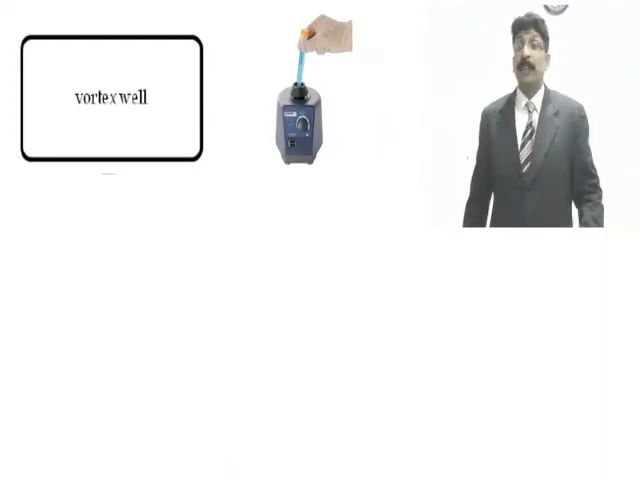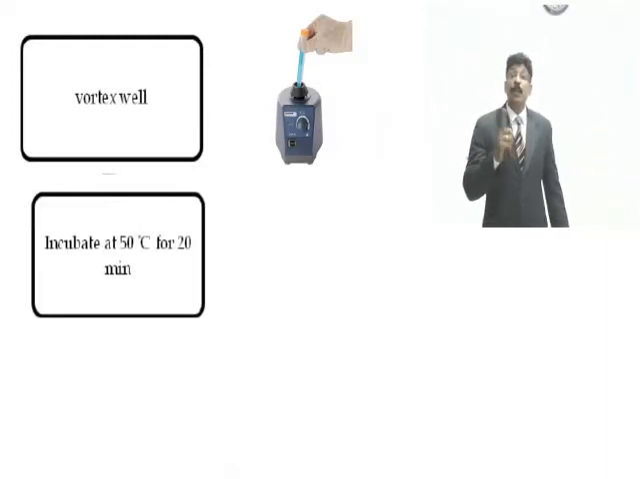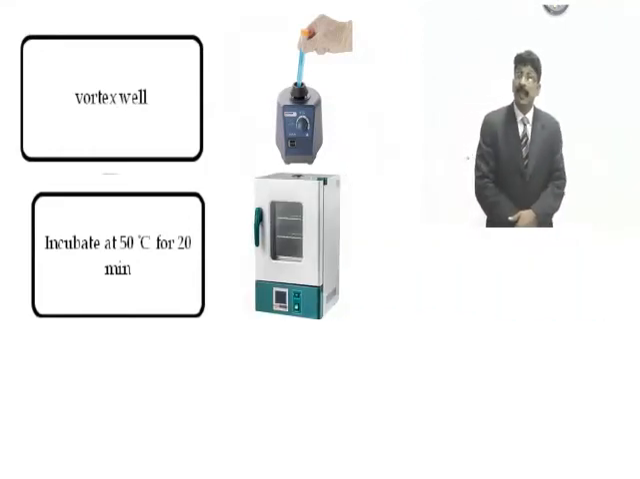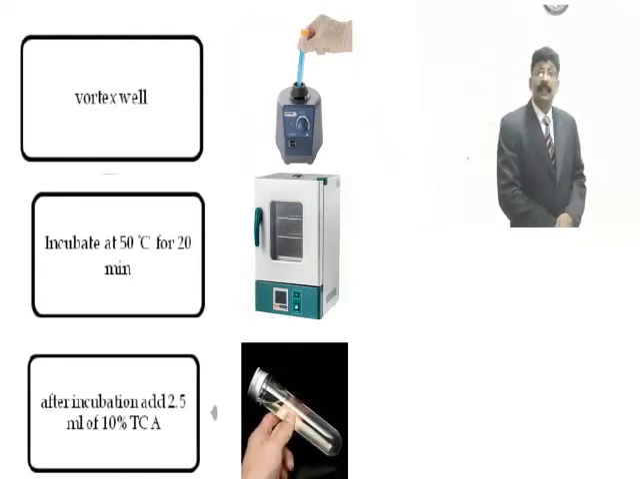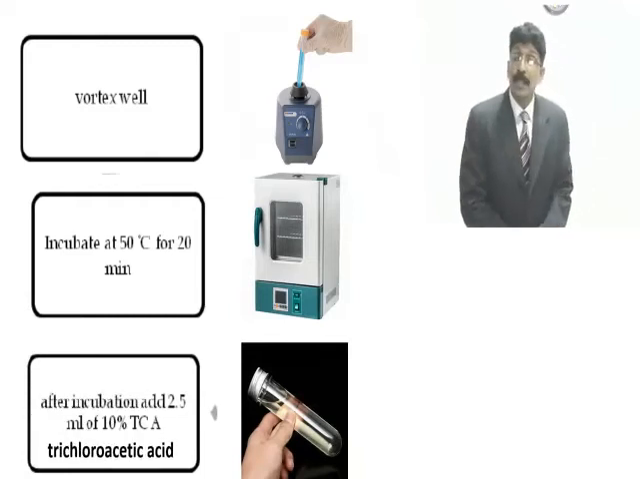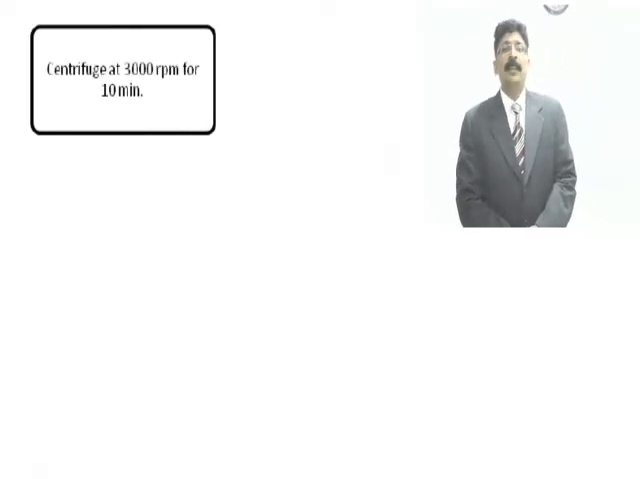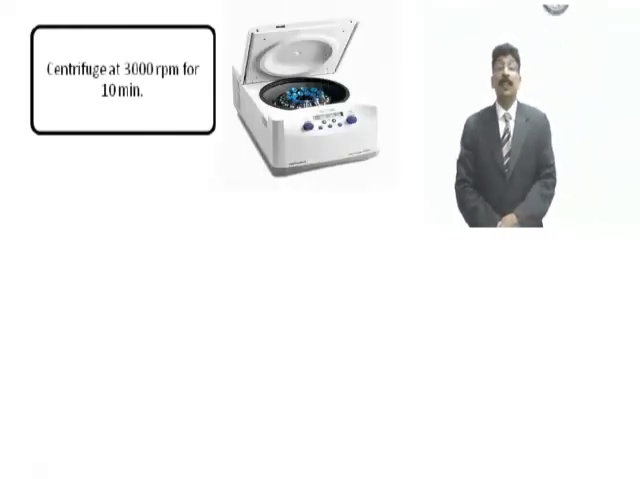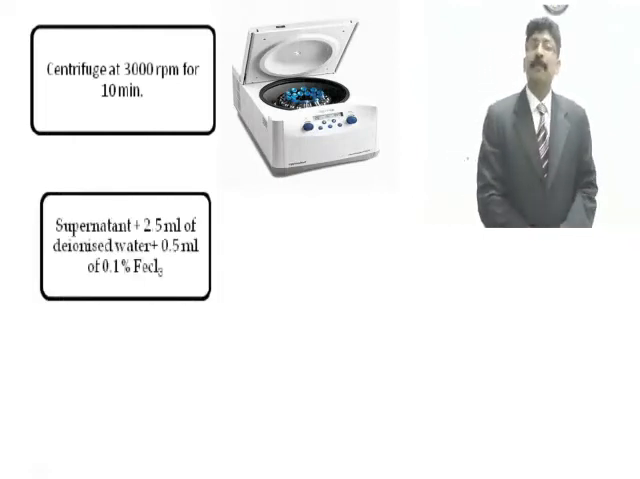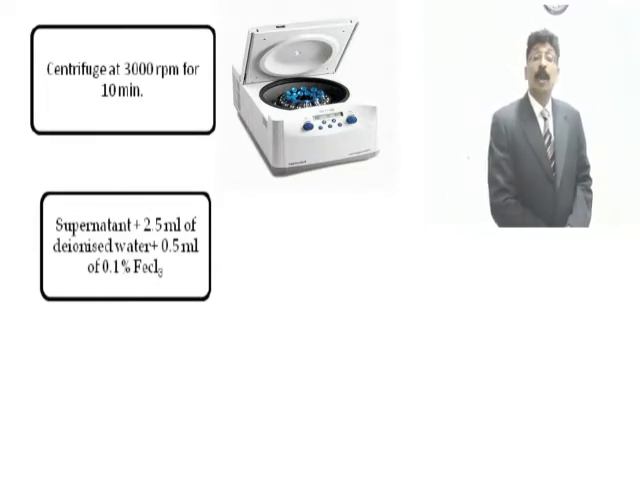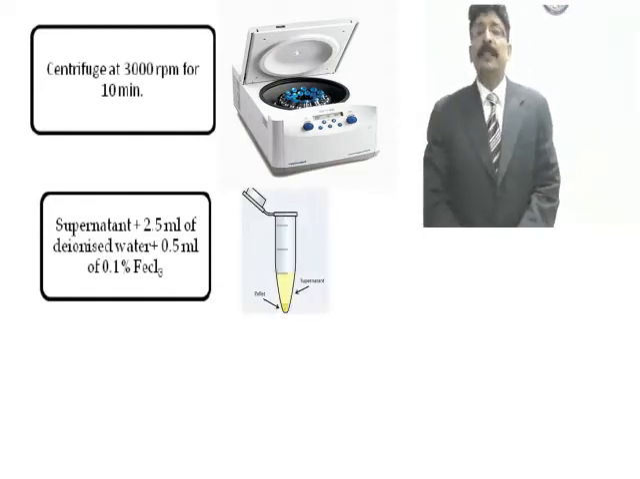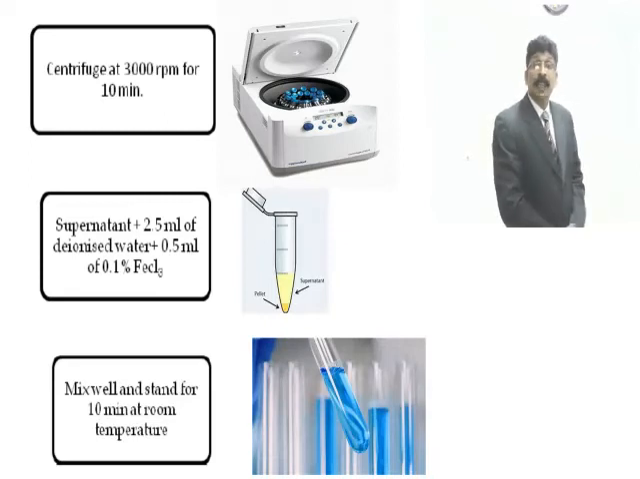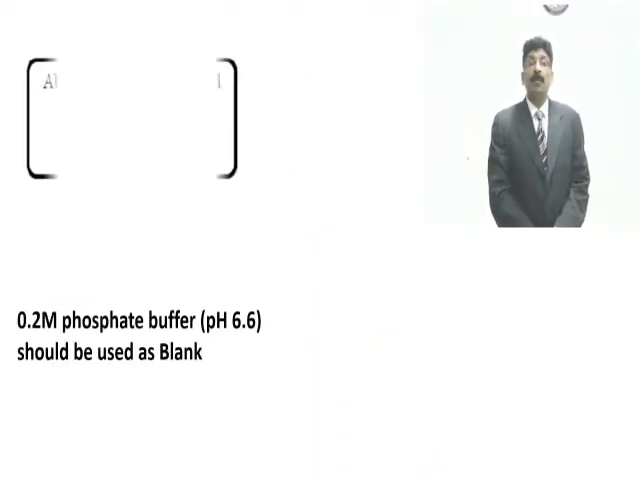So now you have the samples, and all the samples have to be vortexed well, stirred well, and incubated at 50 degrees centigrade for 20 minutes in an incubator. And then after incubating, you add 2.5 ml of TCA, that is trichloroacetic acid, in the test tube. Then centrifuge at 3000 RPM for 10 minutes. To the supernatant liquid, add 2.5 ml of deionized water and 0.5 ml of 0.1% ferric chloride solution. Now you will get the color. Mix it and keep for 10 minutes at room temperature.